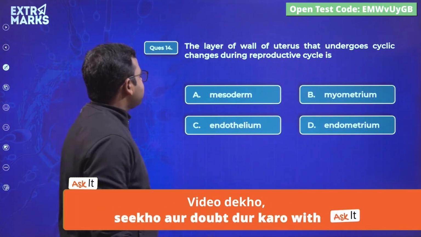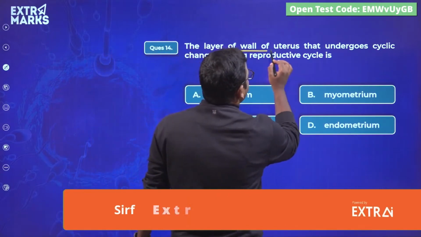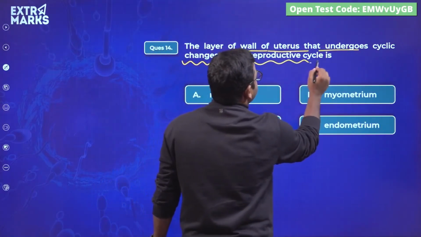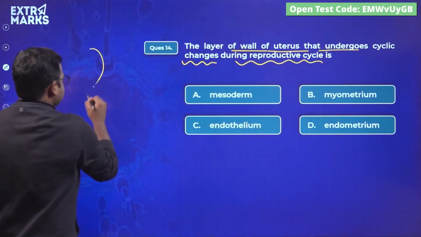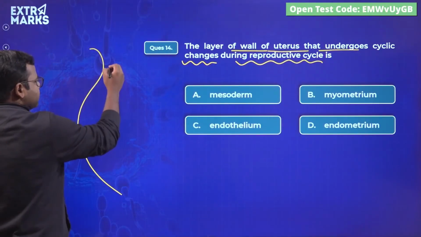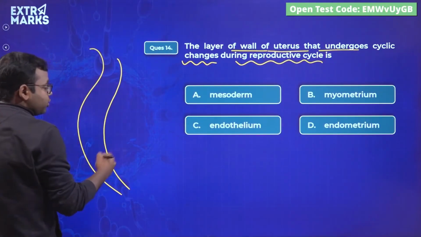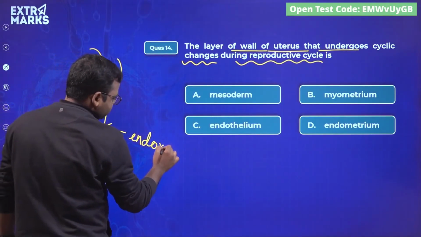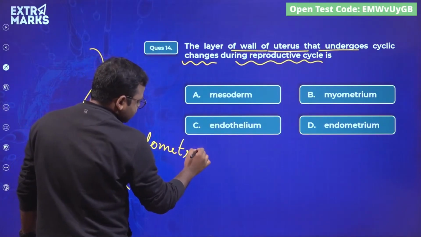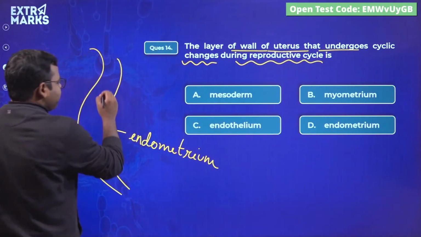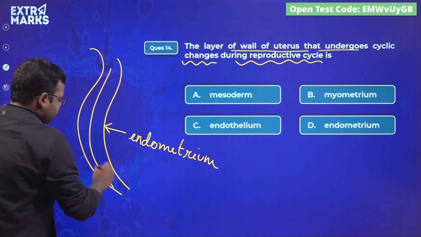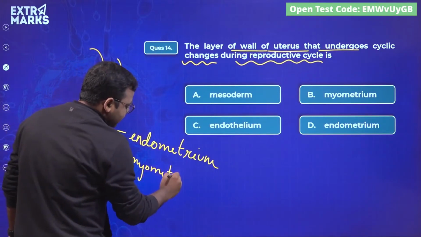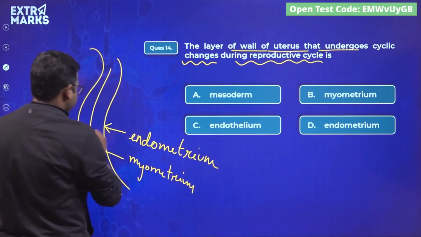Moving ahead with the next question. The layer of the wall of the uterus that undergoes cyclic changes during the reproductive cycle. So you know the uterine wall has 3 layers. The inner layer is the one which undergoes cyclic changes. This inner layer is called endometrium, right? And then you will find the middle layer is basically myometrium, and the outer layer is called perimetrium.